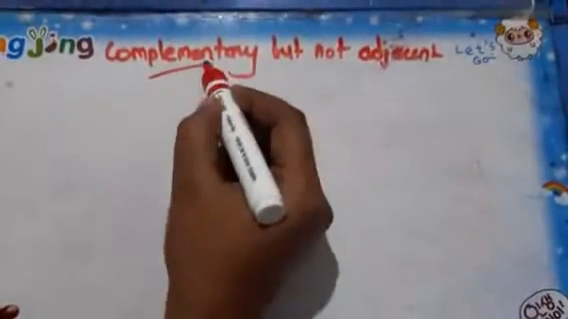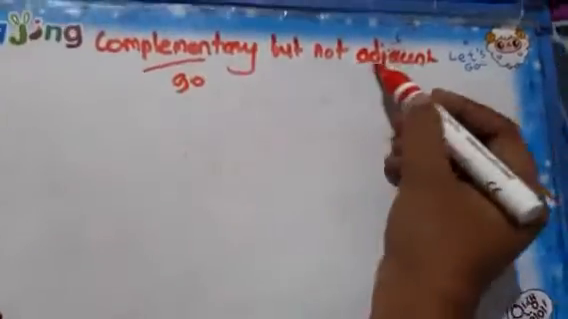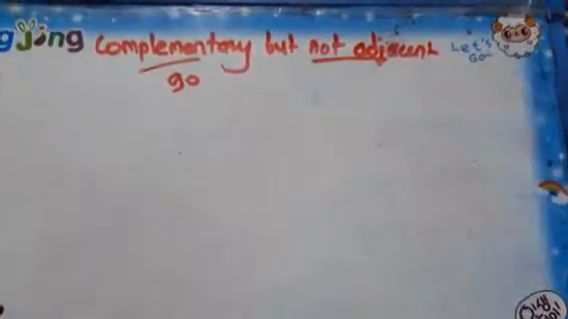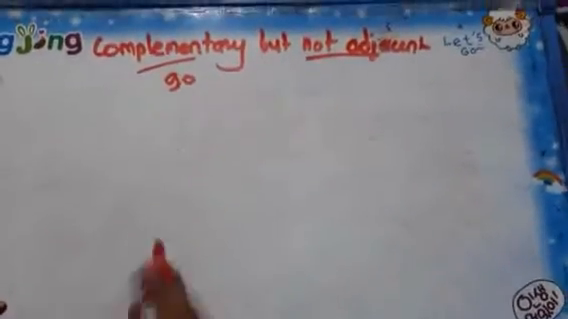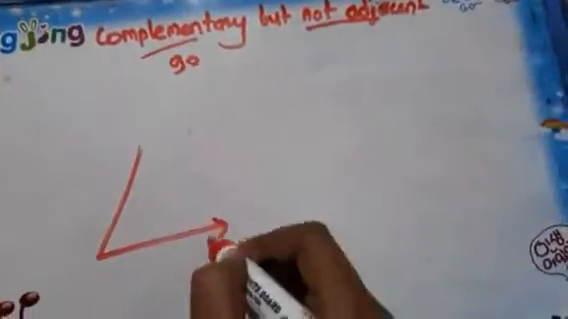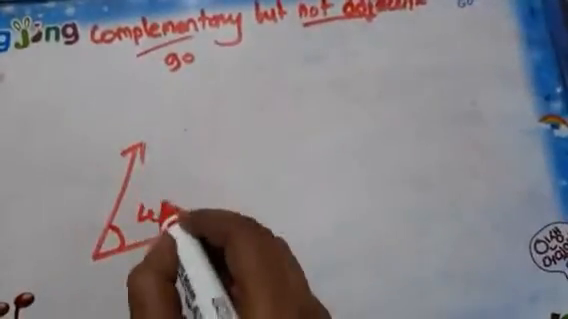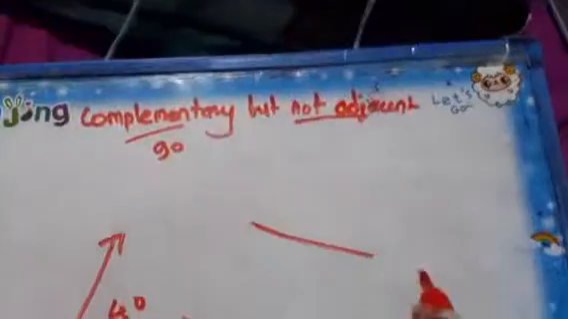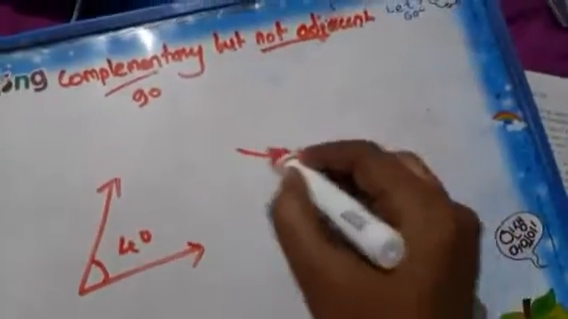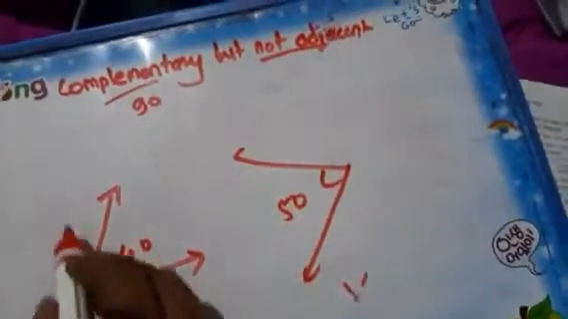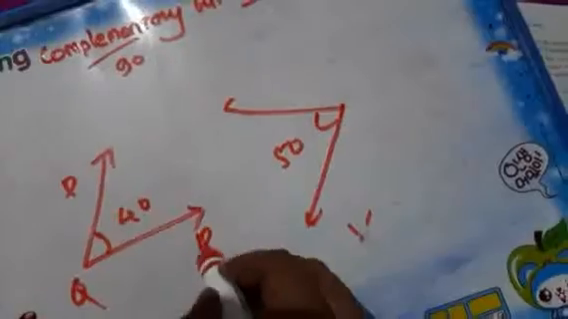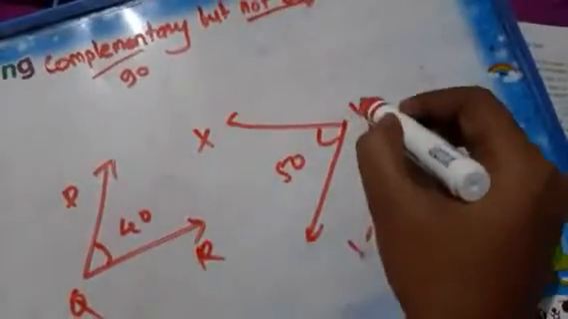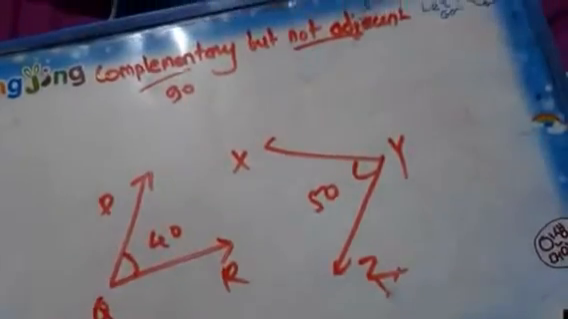Complementary means their sum should be 90 degrees, and they should not be adjacent means they should not have a common arm. So they will be like this. You can draw: first angle is 40 and the other one is 50, so that their addition, 50 plus 40, is 90. This angle pair you can draw for this.